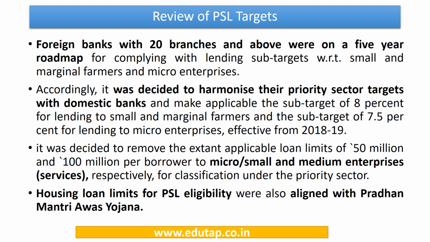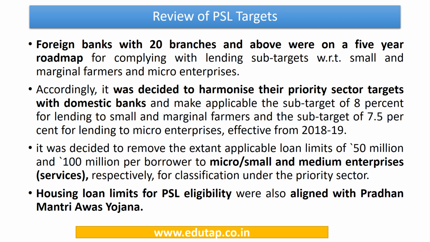Now with regard to the review of the priority sector lending targets, the report says that the foreign banks with 20 and above branches also have to comply with the sub-targets with regard to priority sector lending for small and marginal farmers, which is around 8%, and for lending to micro enterprises, which is around 7.5%. So they were given a 5-year roadmap, effective from 2018. This roadmap has now ended, and they have been kept on par with the domestic banks from 2018-19.